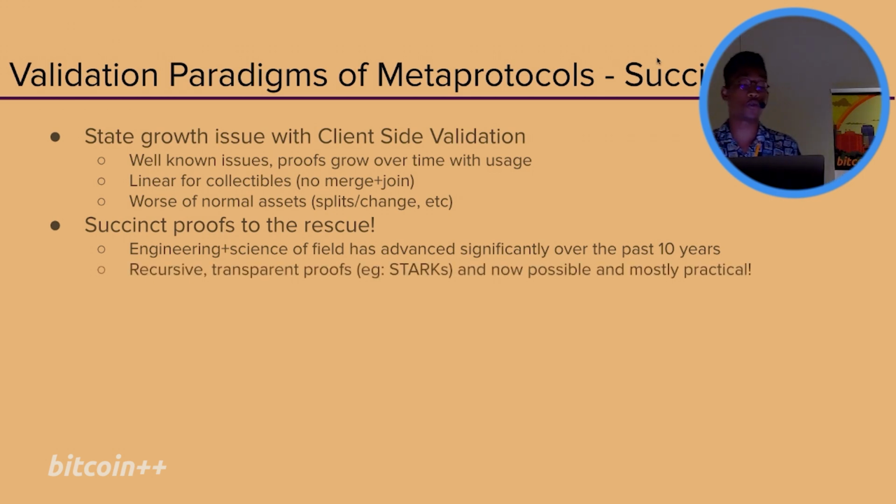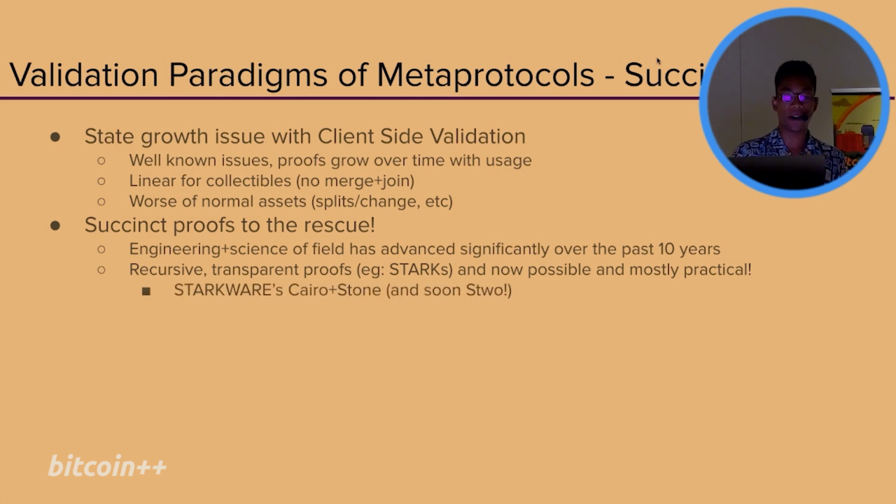For example, you can actually do recursive transparent proofs. People call them STARKs, and these are now possible. And the field is still accelerating pretty quickly. Every few weeks or even a month, we basically have some new proof system, right? And here are some of the ones that are popular these days.